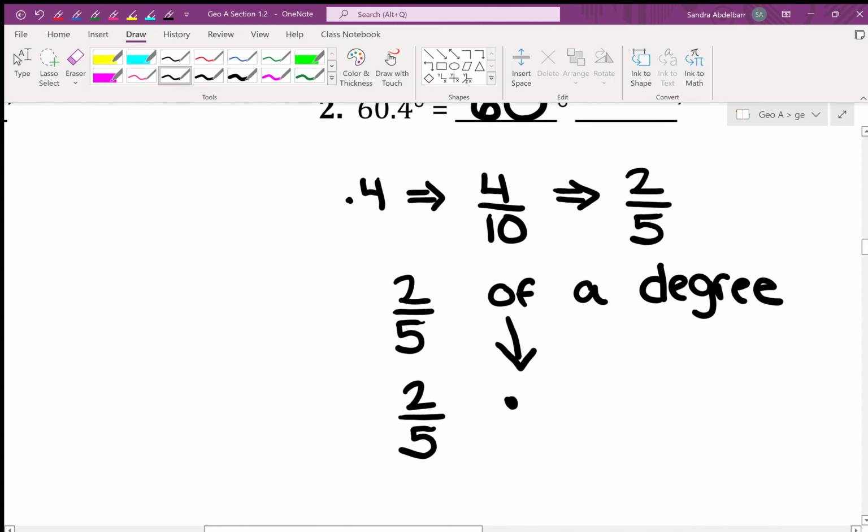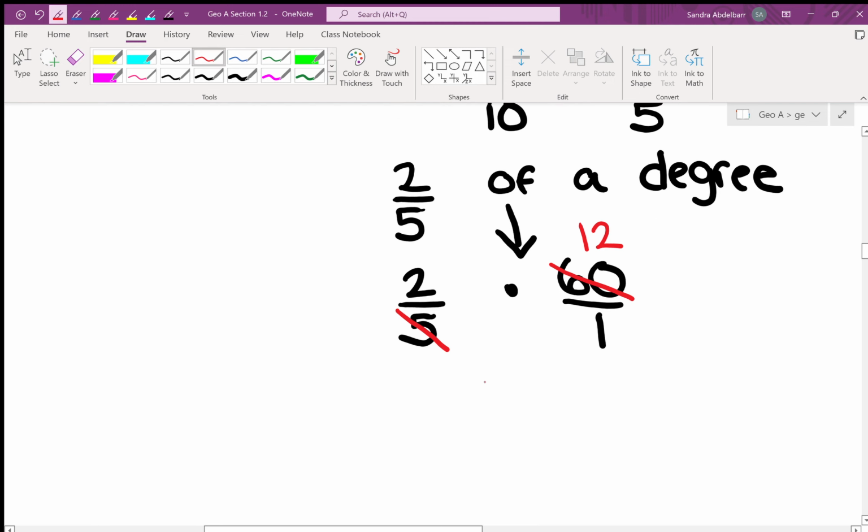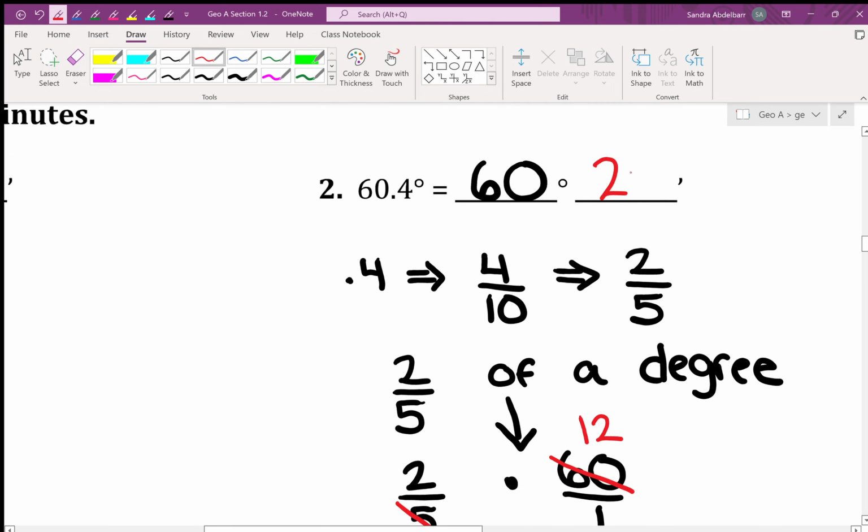So what you're going to do every time here is you're going to take the fraction and multiply it, and it's 2/5 of a degree. Well, a degree is how many minutes? 60. So you're going to multiply it by 60. I'll make it into a fraction by going 60 over 1. Now, what is the great thing that we can do when we are multiplying fractions? Cross simplify. Excellent. 5 goes into 60 12 times. So what are we left with? 2 times 12, which is 24. So it's 24 minutes. 60 degrees and 24 minutes.